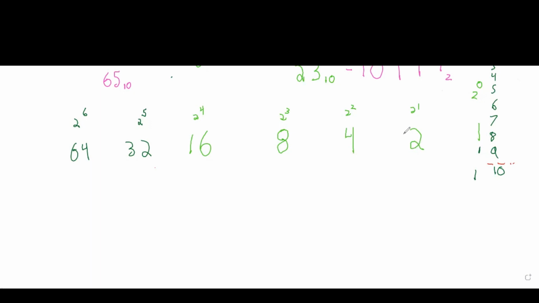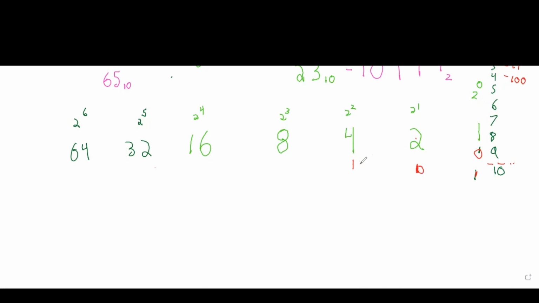Yeah? 2 is just 1 here and 0 here. So it's just 10. 3 now is a 1 here and a 1 here, because I need a 2 and a 1 to get 3. 4 is just, well, 1 here and a 0 and a 0.